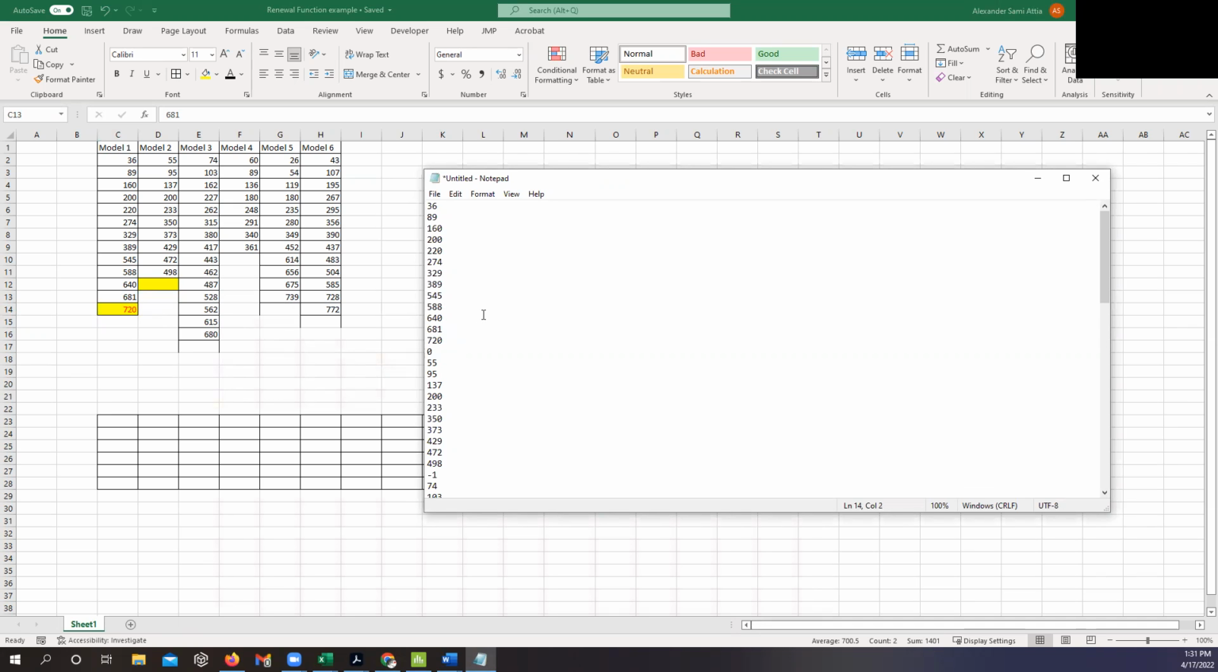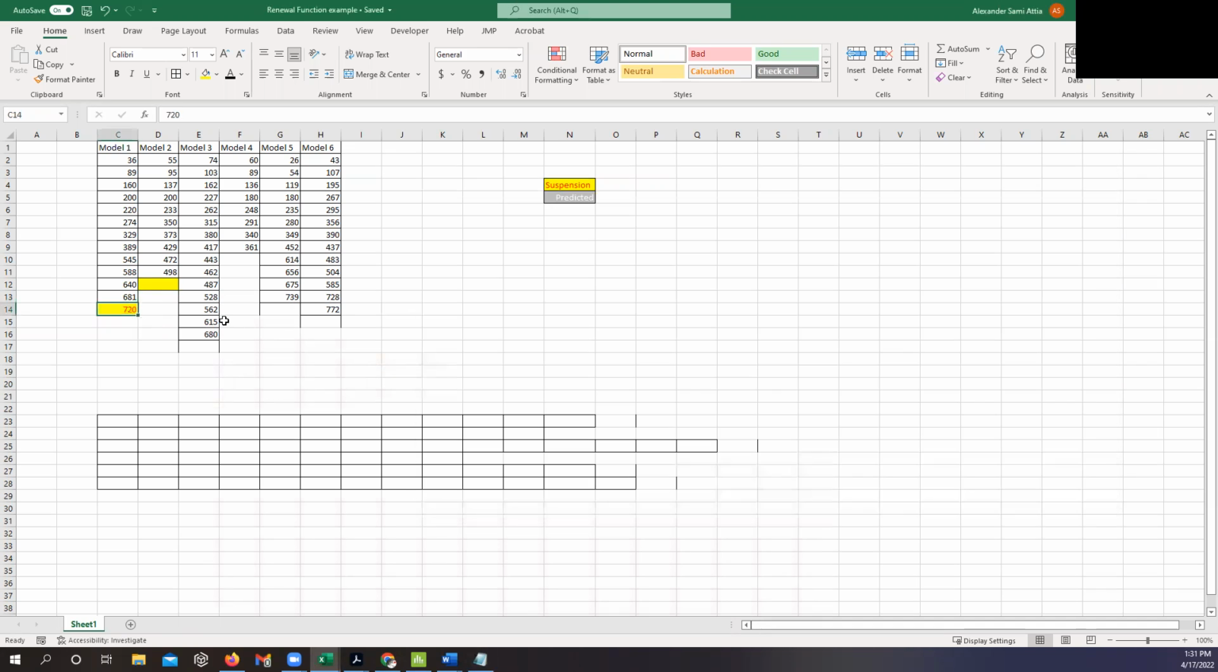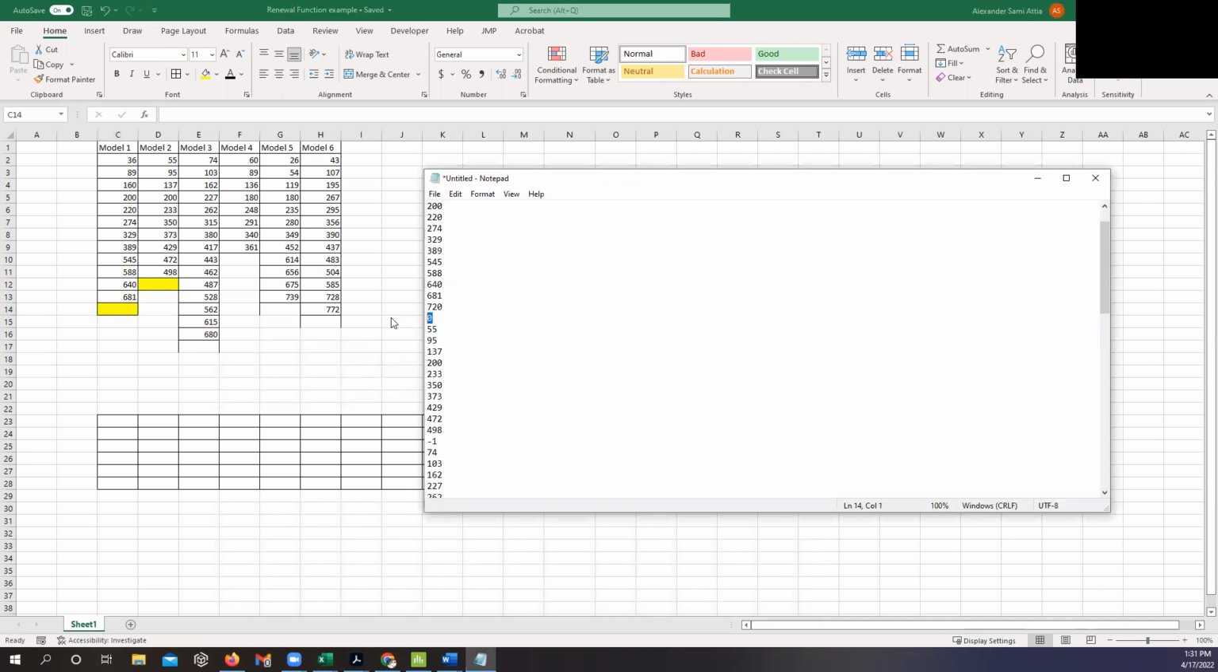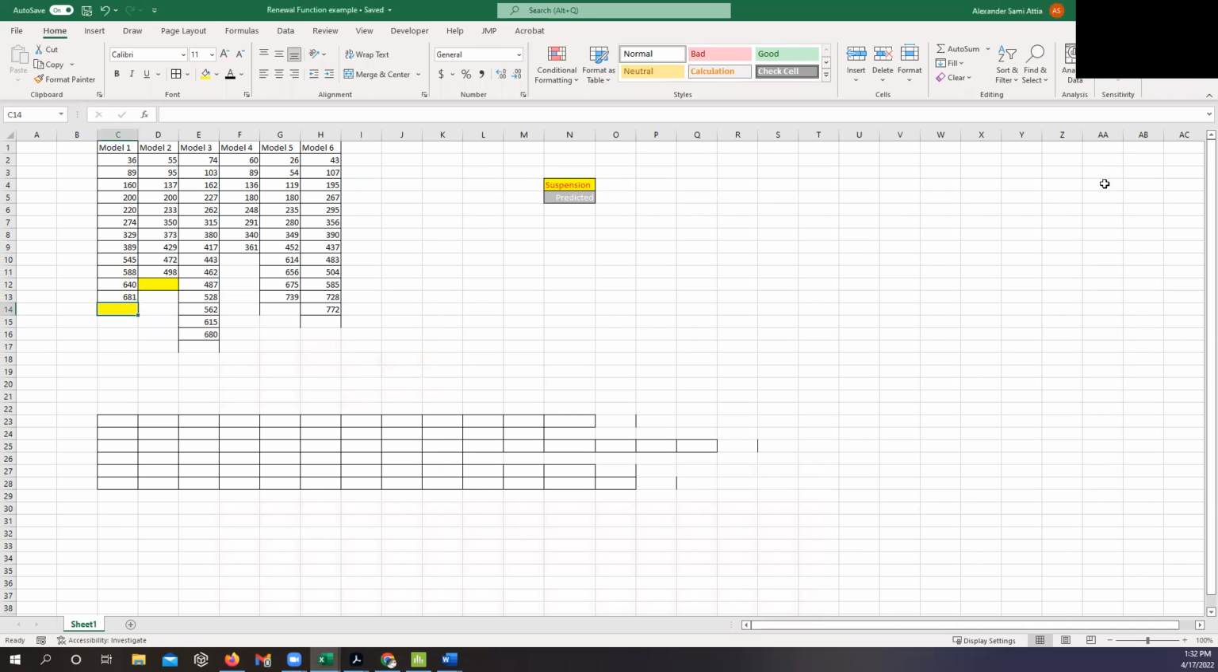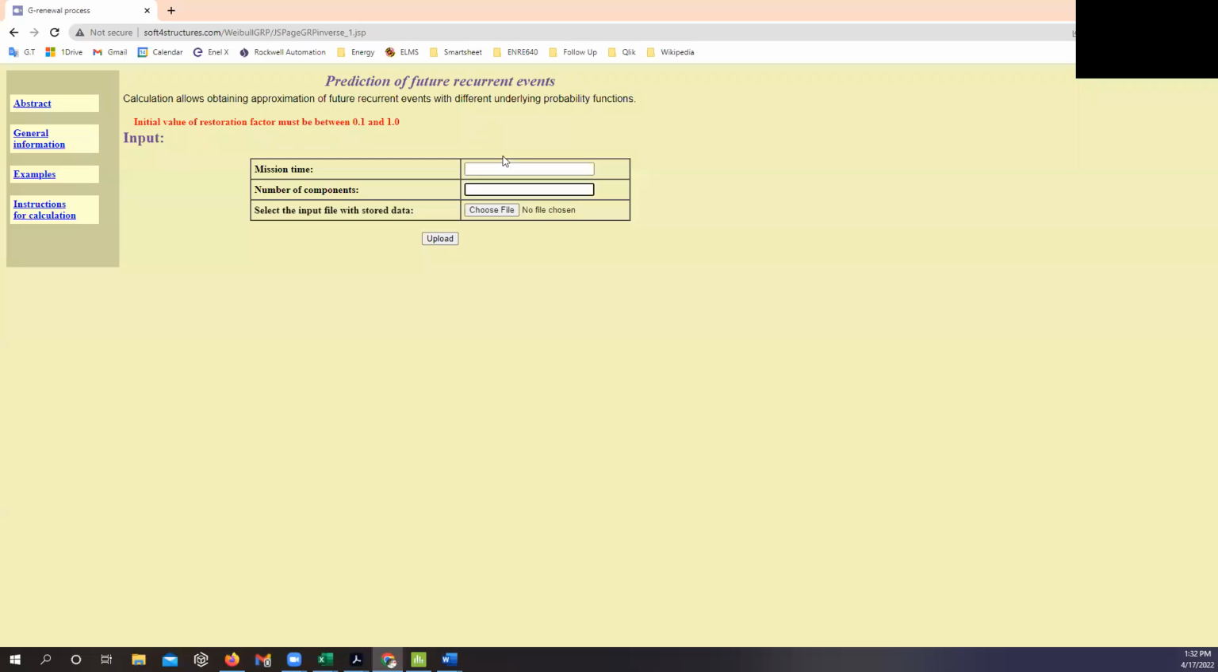And by the way, when you input your data, you can have zeros and -1. It doesn't have to be all zeros or all -1. It can be mix and match. But we'll just keep everything actual repair time. I'll save my file. And now I'm going to go to the online calculator.